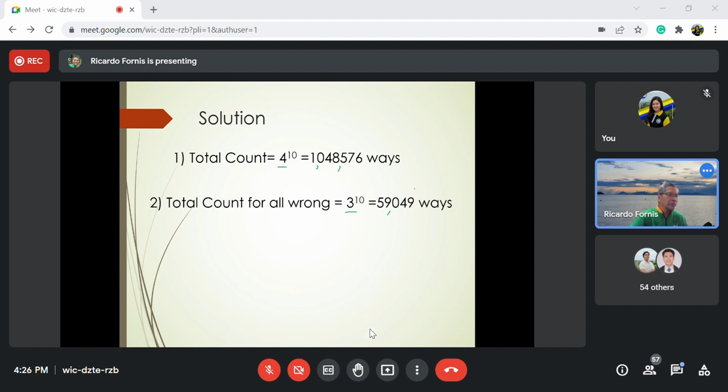So meaning, if there is a quiz like that and you guess, then there is only a small chance that you get zero. There is a chance that you get a number correct. Because out of the 1,048,576, there are only 59,049 ways by which you can get all numbers wrong. So you still have a big chance remaining of getting some correct.